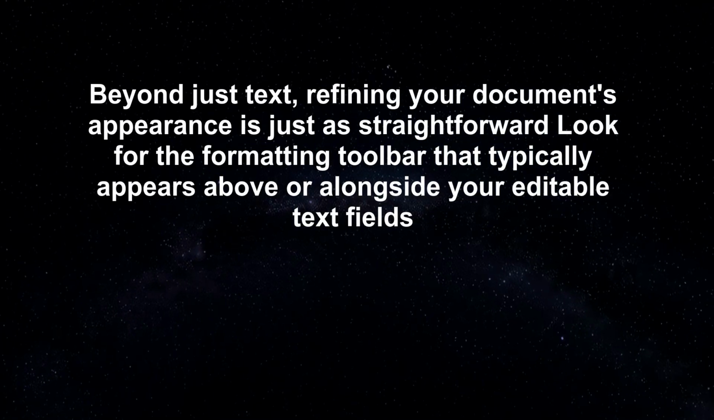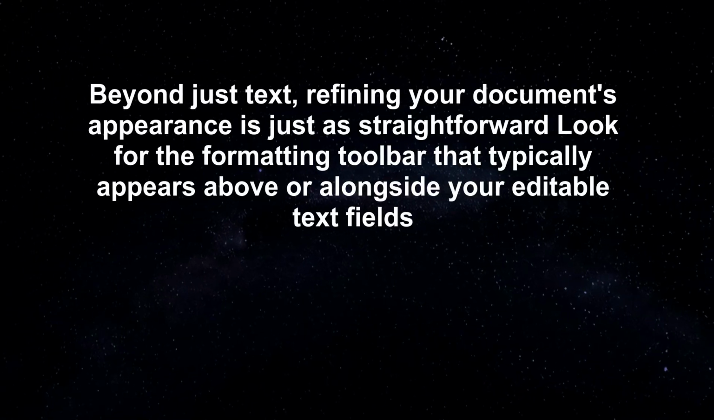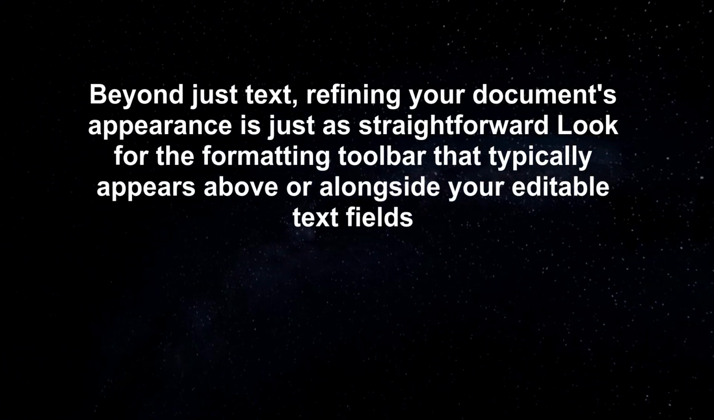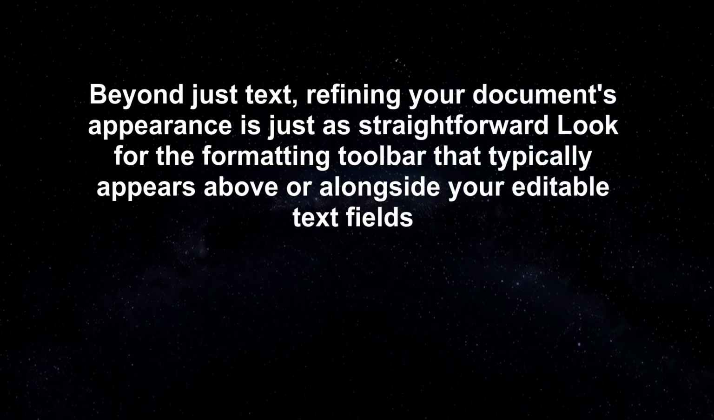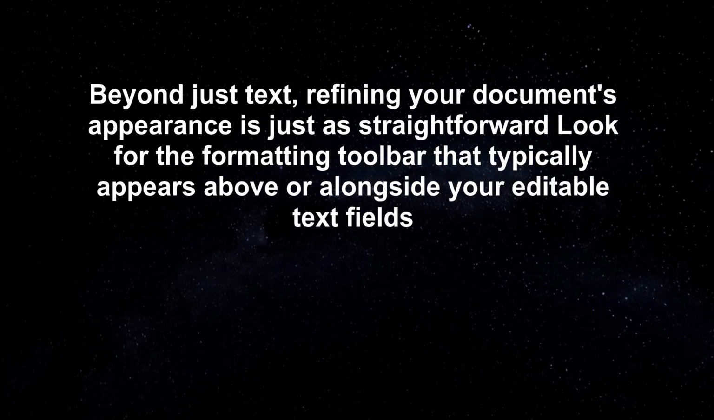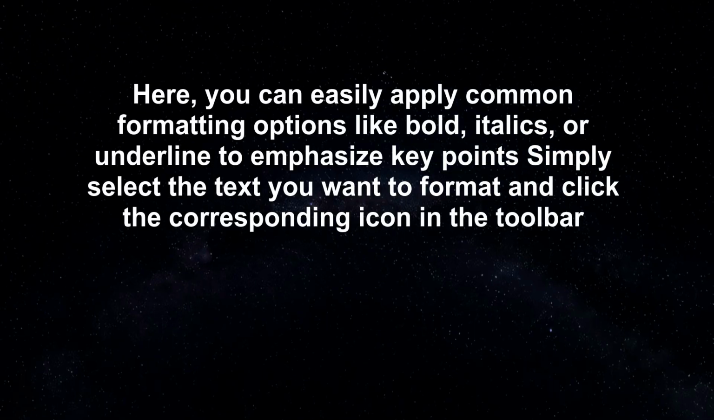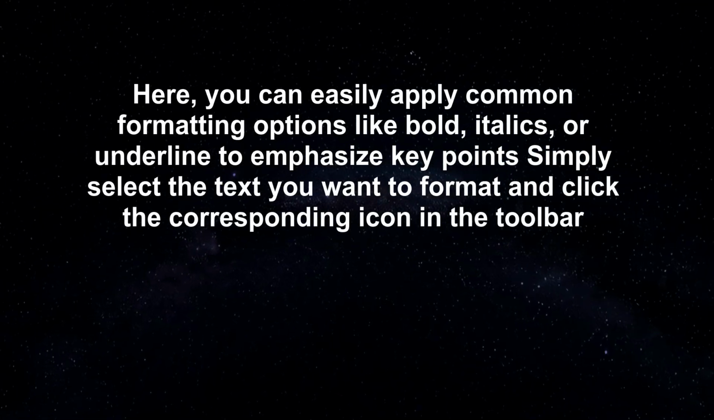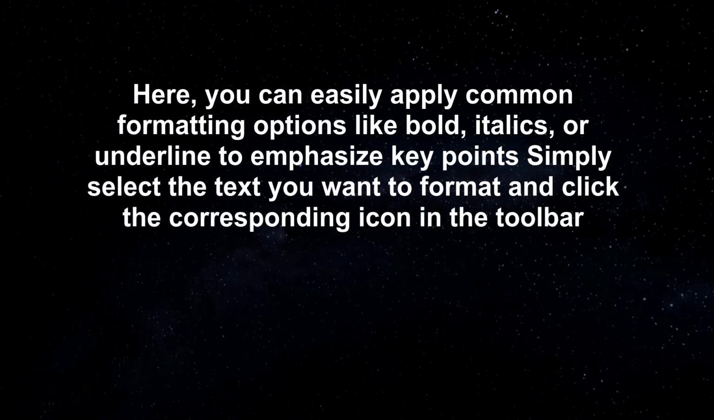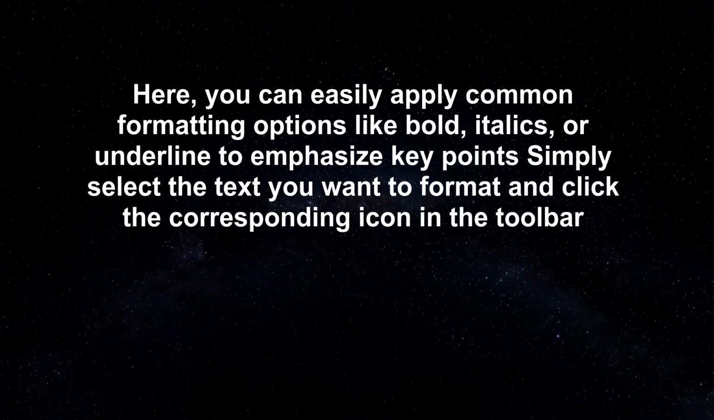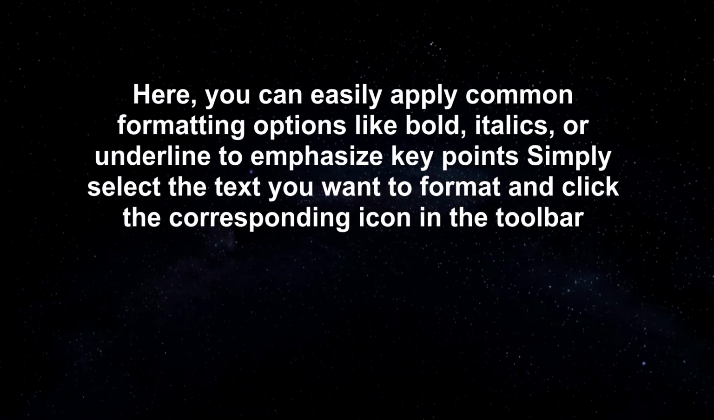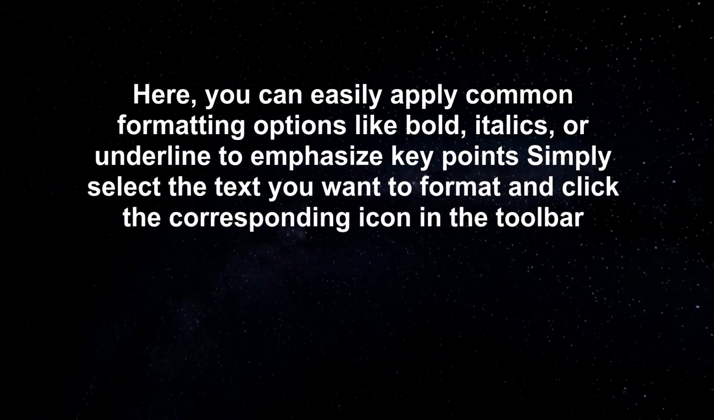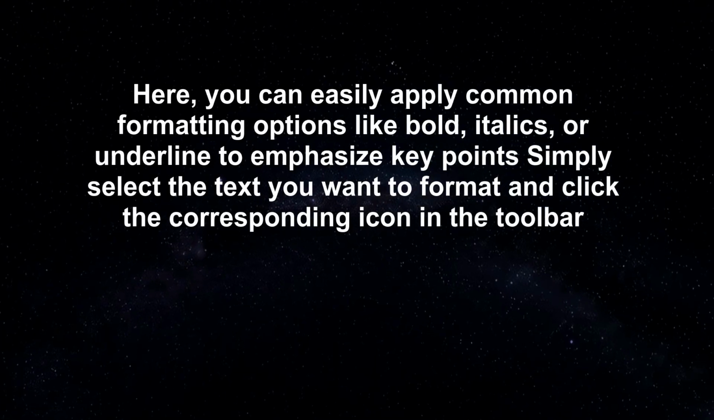Beyond just text, refining your document's appearance is just as straightforward. Look for the formatting toolbar that typically appears above or alongside your editable text fields. Here, you can easily apply common formatting options like bold, italics, or underline to emphasize key points. Simply select the text you want to format and click the corresponding icon in the toolbar.